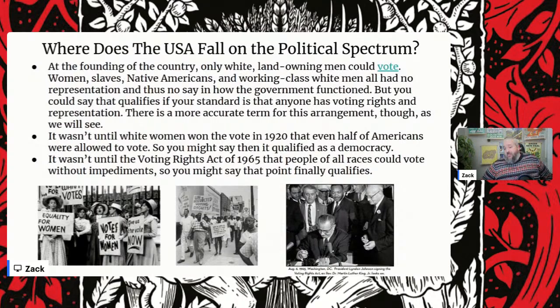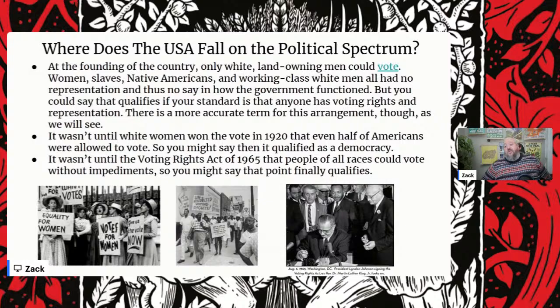It wasn't until white women won the vote in 1920 that even half of Americans were allowed to vote. Before that time, not even half. 1920, a little more than 100 years ago, in a more than 200-year-old country. So you might say that then it qualified. If a majority of the people are allowed to have a say in their government, maybe that's your qualification for a democracy. Could be. You're allowed to have your own definition.